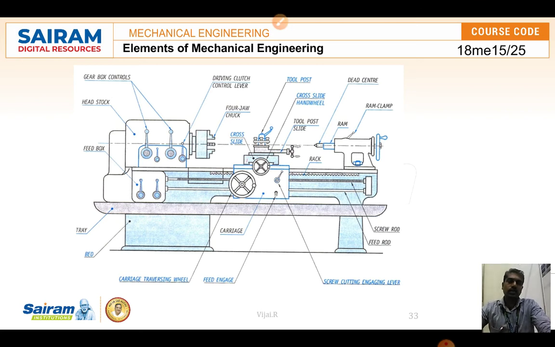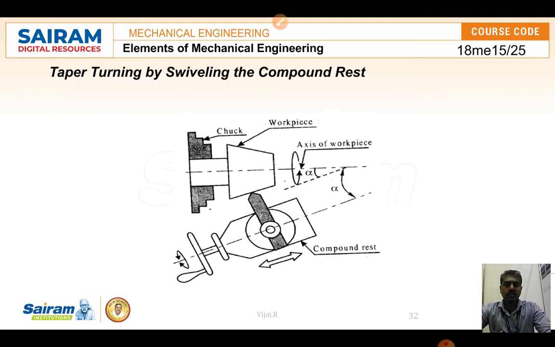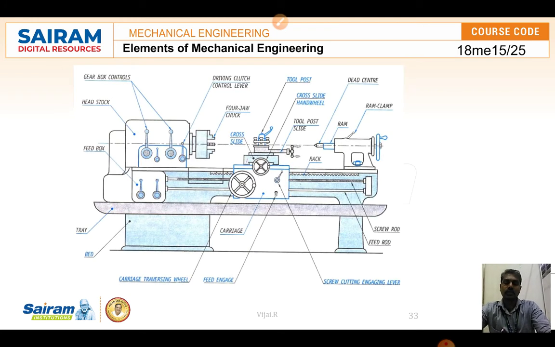These are the two supports where a bigger job can be held between the dead center and the live center. Now the chuck holds the workpiece on the left side, and we are going to rotate this workpiece. Commonly the workpiece is cylindrical, and it will be held there.